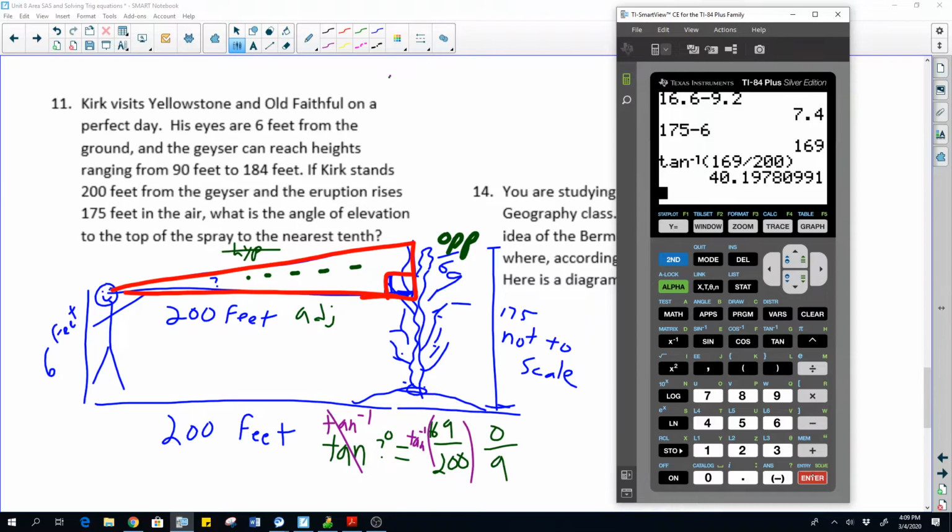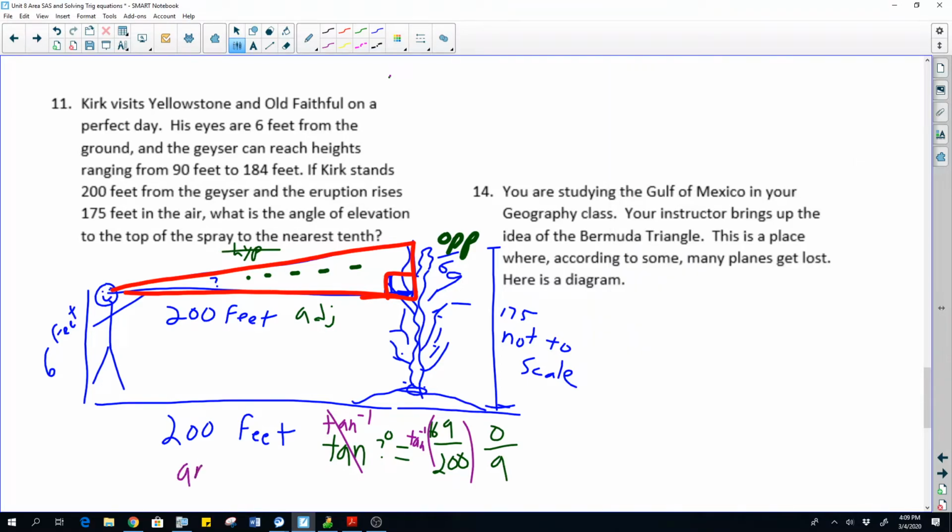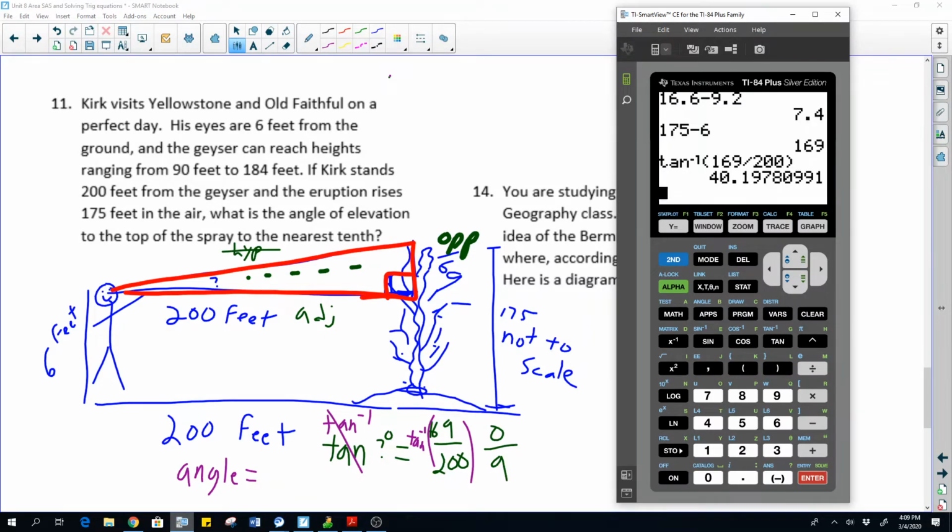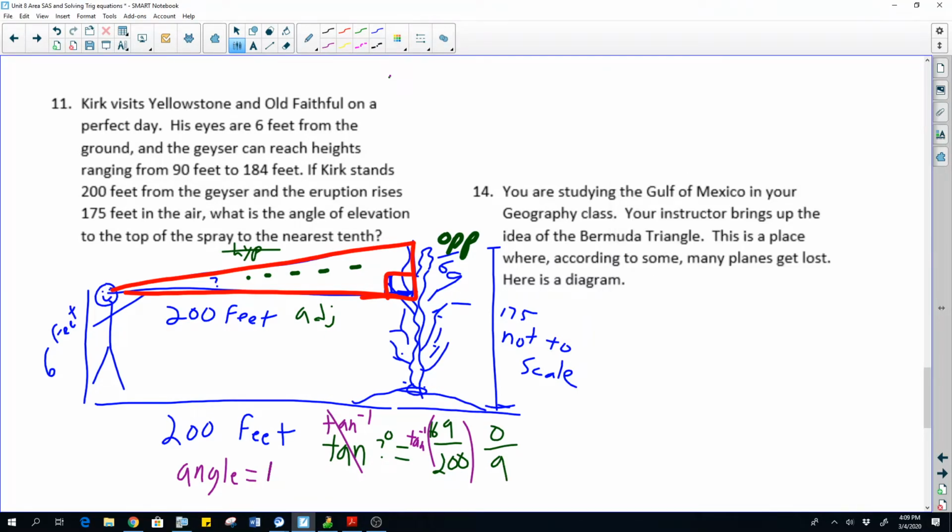So then we say that our angle is equal to 40.2 degrees, rounded to the nearest tenth. That's what the question mark equals, by taking the inverse tangent of the other side and putting it in our calculator.